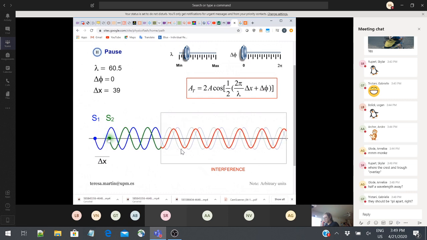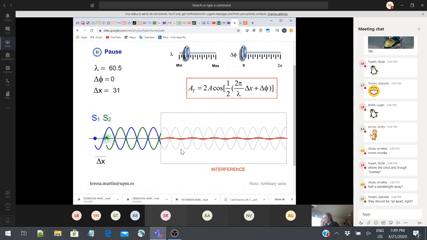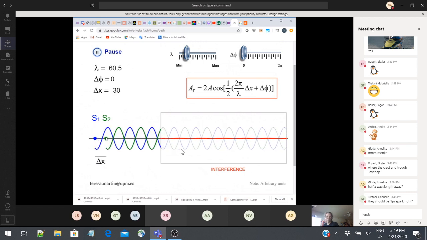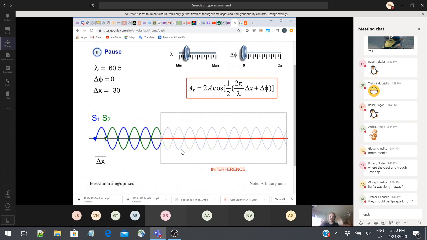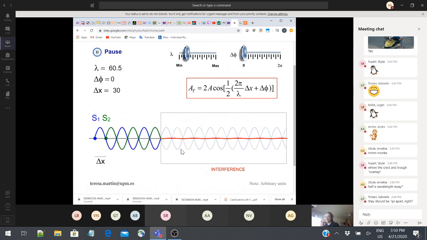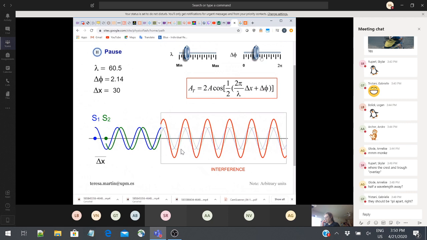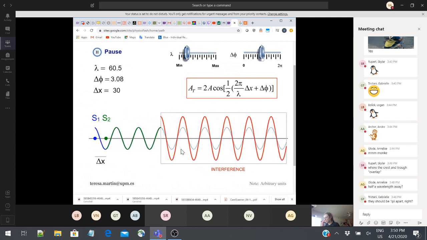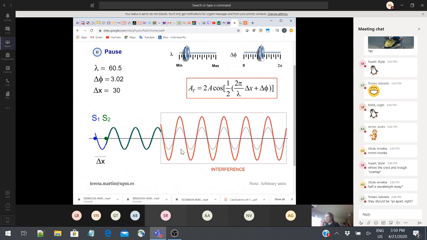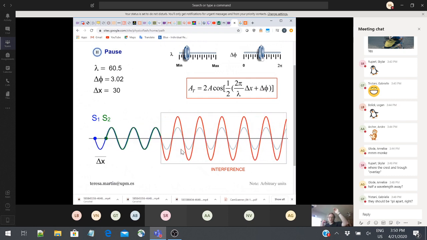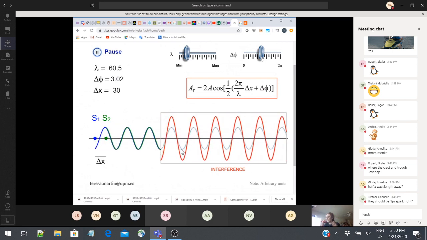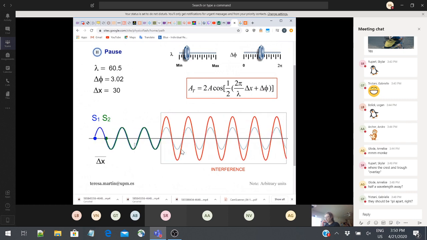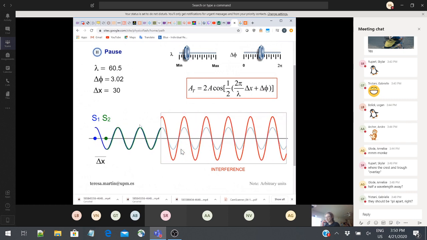So the other factor that I can change, go to 0. Fine, almost perfect. The other thing I can change is whether my two sources are both making crests at the same time and troughs at the same time. This is my delta phi naught. So if I make them off by half a cycle, now my blue is making a crest when my green is making a trough. But because of their separation, the crest and the crest will arrive at the same place at the same time.